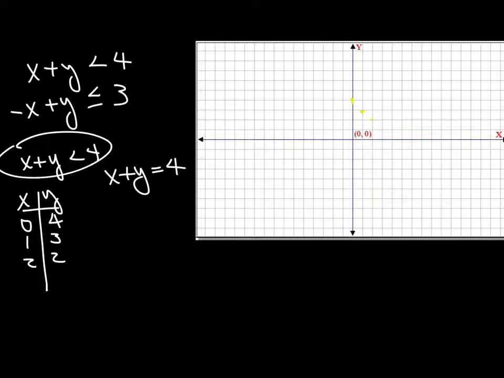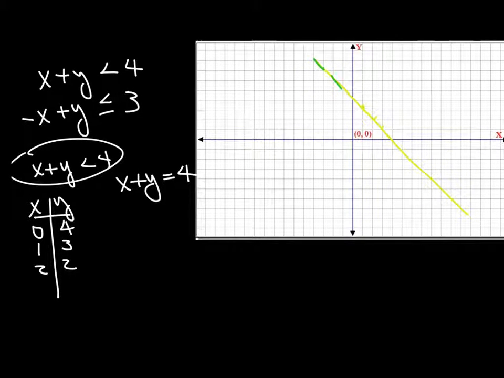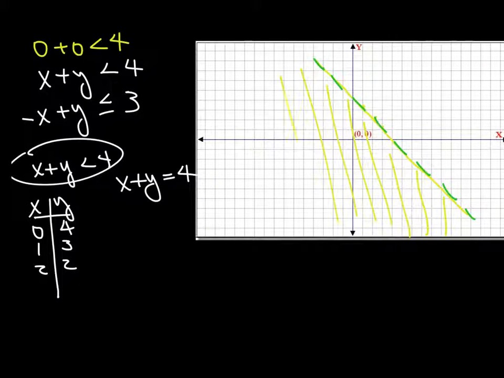So we get a line that goes like that, but because it is a less than sign, it's going to be dashed instead of solid. So let's make it green, dashed here, since I can't erase the yellow. So it's going to be a dashed line like that. Then we're going to try numbers in there and see what happens. Let's put in 0, 0 to see if it's shaded above or below. So 0 plus 0 is less than 4. Is that a true statement? Yes, it is. So because it's a true statement, this is going to be shaded.